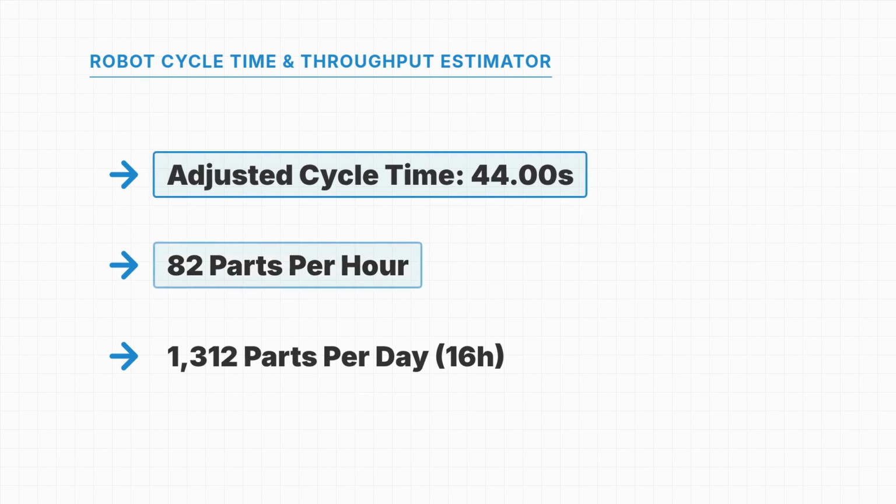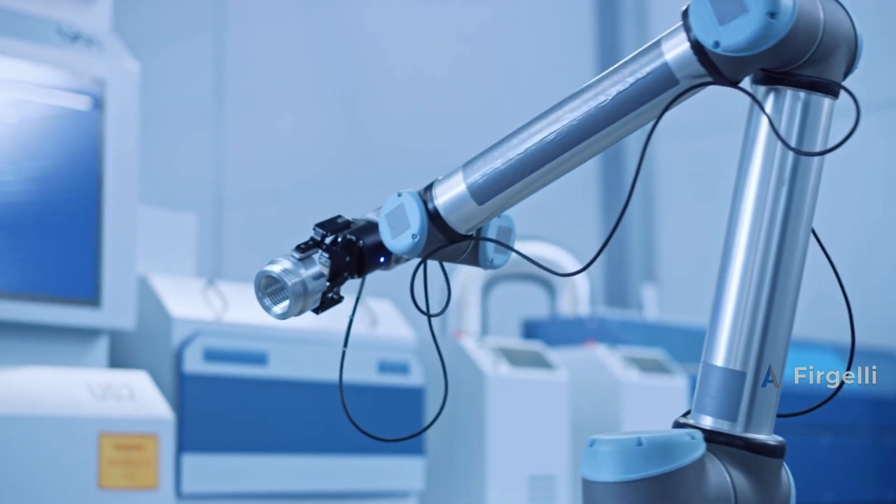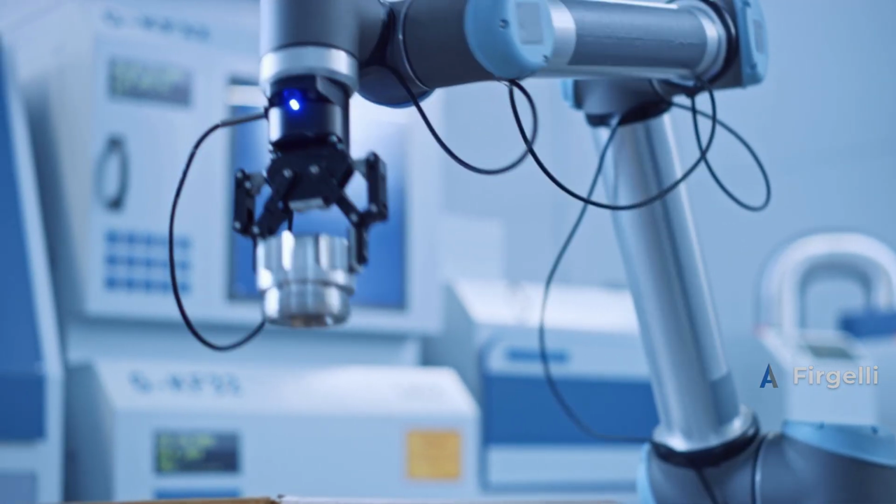This gives us 82 parts per hour and 1,312 parts per day based on a 16-hour operation. These metrics help you optimize your robotic cell design and estimate production capacity.